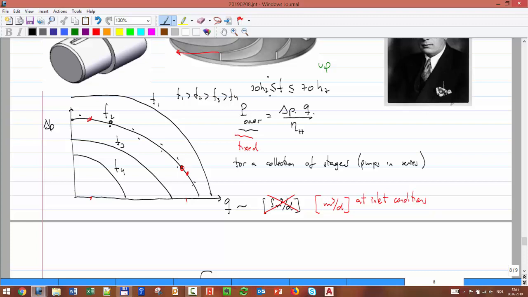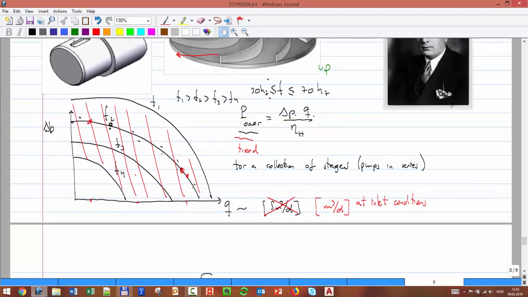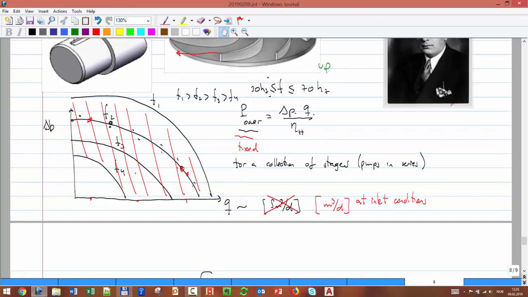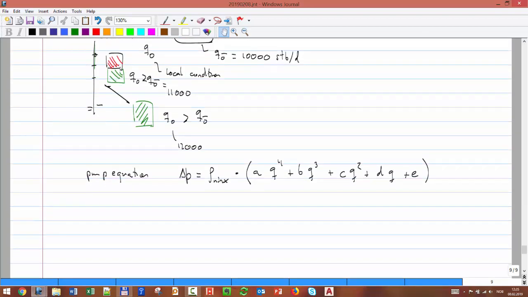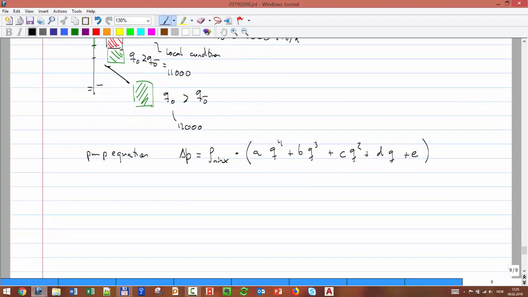So that tells you, in theory, if we are looking at whether a point is feasible or not, everything that falls inside here, if I have a Q and dP falling inside here, I should be able to produce that. Okay? Not so simple. So let's go to the next complexity.